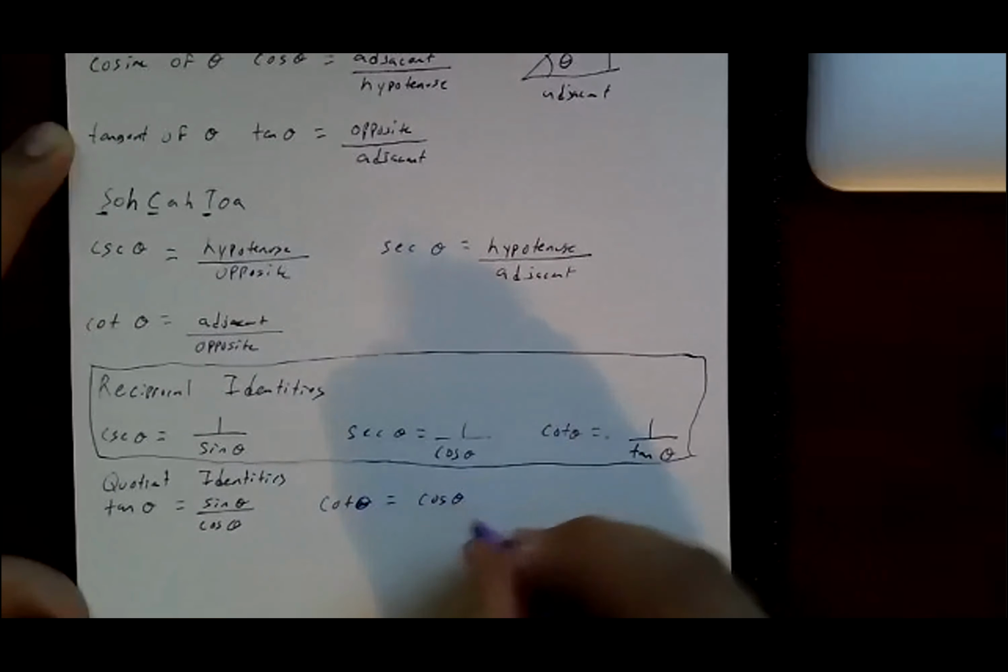9 squared plus 40 squared. I skipped a step there. Hope that's okay. Let me know if there's any issues. The square root of 81 plus 1600 will be 41. And the hypotenuse is 41.